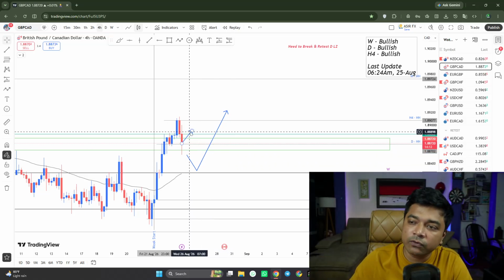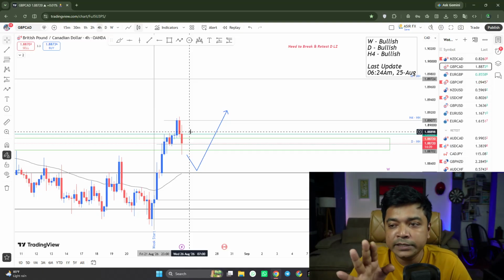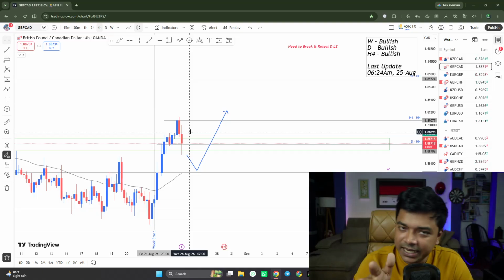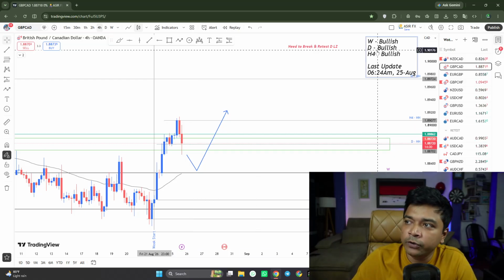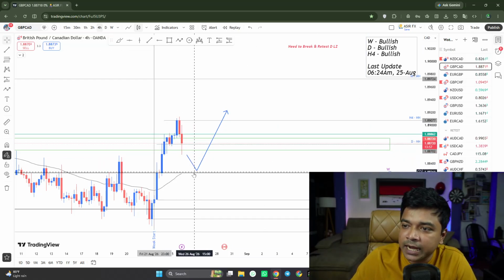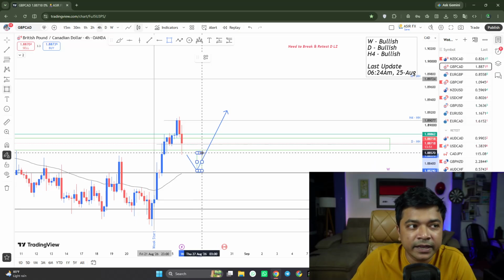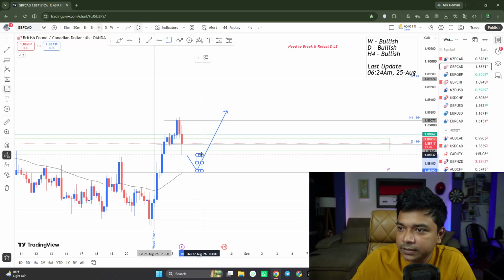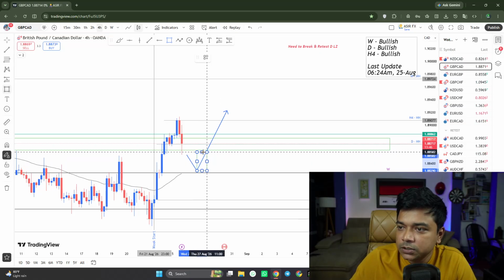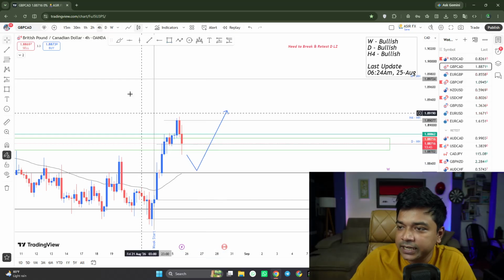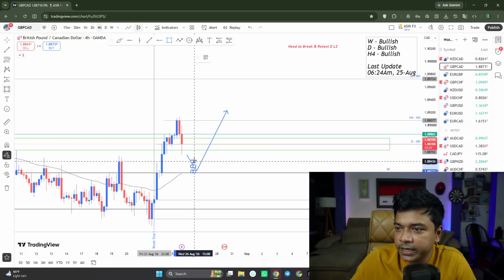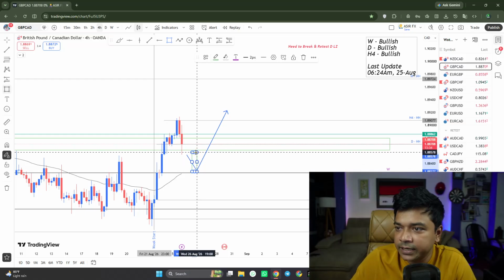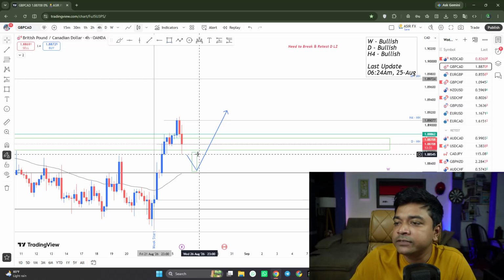Our entry signal will be very simple. We will wait for a rejection candle like a doji or a bullish engulfing, because now we will open only a buy trade. So if the market comes here, and then we get a bullish engulfing in this position, like here. Say for example the market comes here and then we get a bullish engulfing candle here, then we will open a trade in this position.